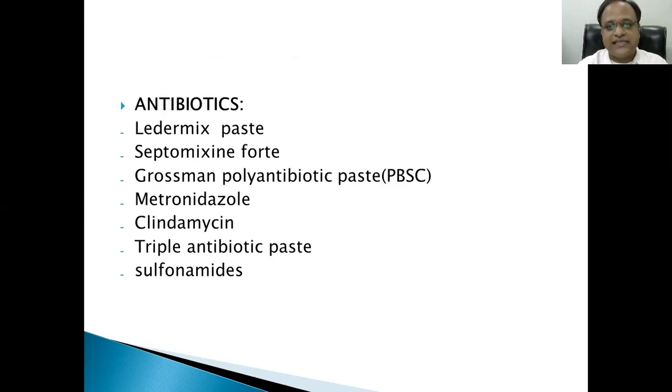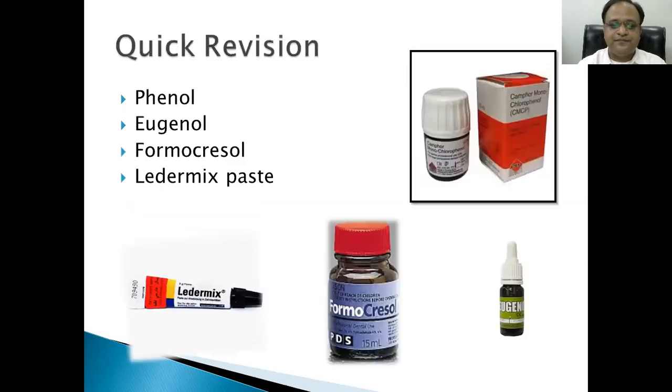PB is a combination of penicillin, bacitracin, streptomycin with cryolite. Also, another form was made, PBSCN, that also had neomycin that acted as an antifungal agent. Metronidazole, clindamycin, triple antibiotic paste is also a favorite question of examiners, and sulfonamides.